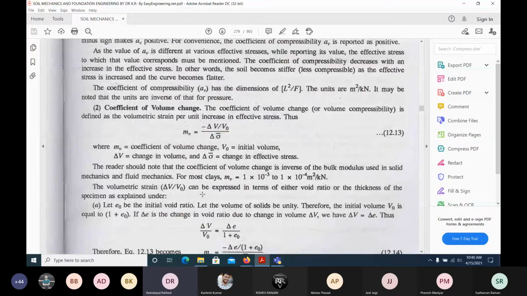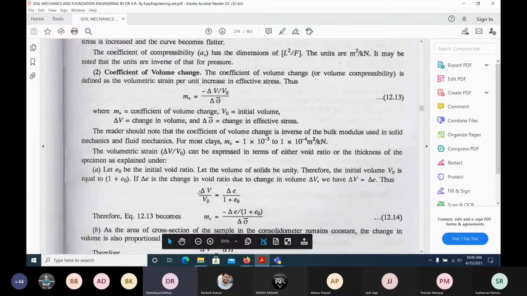Okay, volumetric strain can be expressed in other forms, like void ratio or thickness. We have seen this definition. This change in volume, delta V by V naught, can be written as follows. Let e naught be the initial void ratio, and the volume of solids be unity, 1. Therefore, the initial volume V naught is equal to 1 plus e naught.